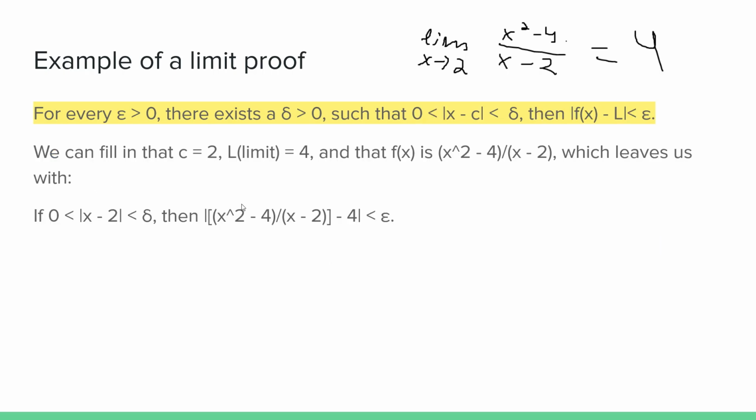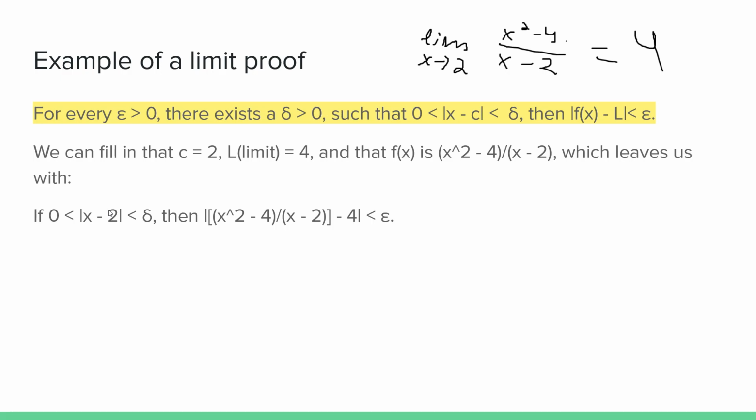So we can fill in a couple values. We can fill in that c is equal to 2, which is commonly written as the limit as x approaches c, and we've filled in c as being 2. So we can put it down here in our equation. L, or the limit, equals 4. We're trying to prove that the limit equals 4, so we can plug that into our equation too. And we already know f of x too, which is the function that we're trying to prove the limit of: x squared minus 4 over x minus 2. We can plug that into here.